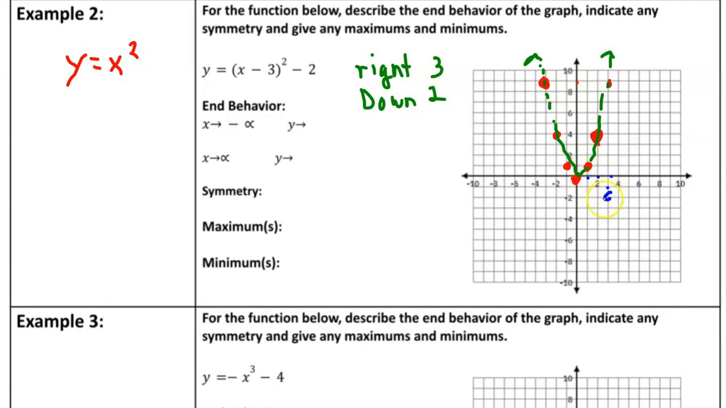There's my new minimum. Then I take that point right 1, 2, 3, down 1, 2. And this one over 1, 2, 3, and down 2. This point, right 1, 2, 3, and down 1, 2. This point here, right 1, 2, 3, and down 1, 2. This point, right 1, 2, 3, down 2. So there's my new graph.